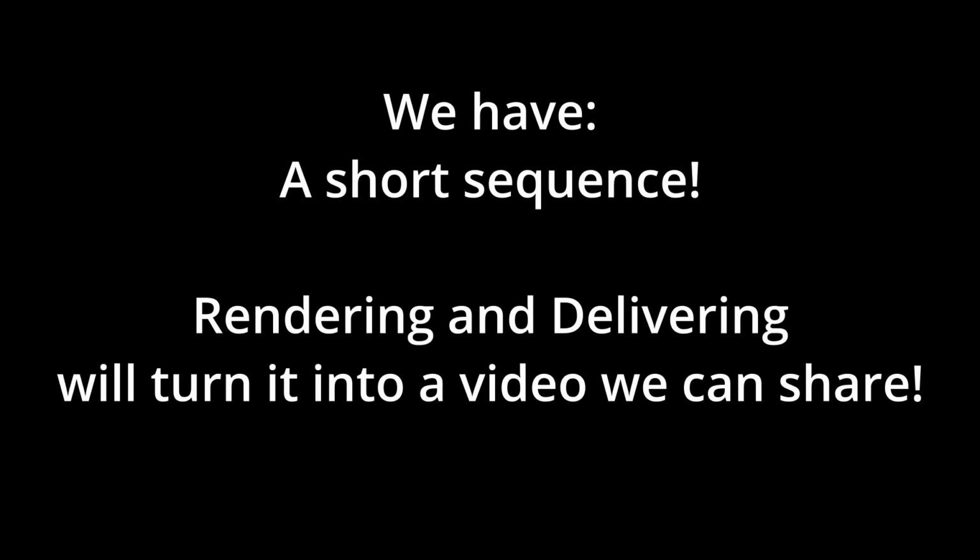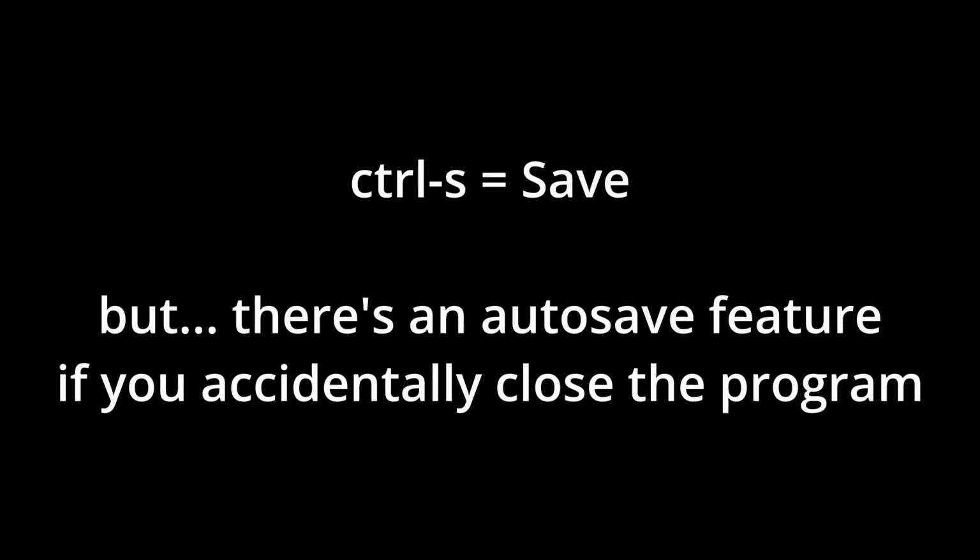Part 4. Rendering and Delivering. We now have a sequence that we can render and deliver. Rendering turns our timeline into a video file. Delivering means putting it into a folder on your computer where you can do further stuff with it, like post it online. You can press Ctrl-S to save, though there is an autosave feature if the program is closed.